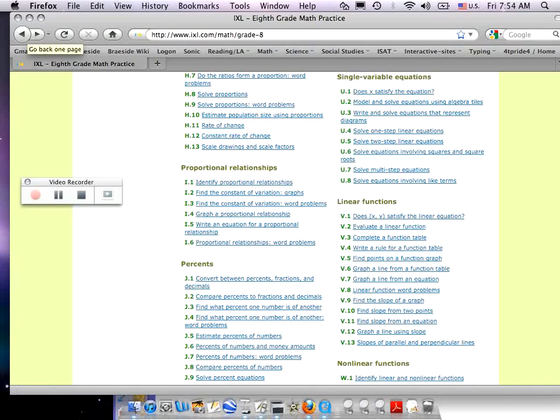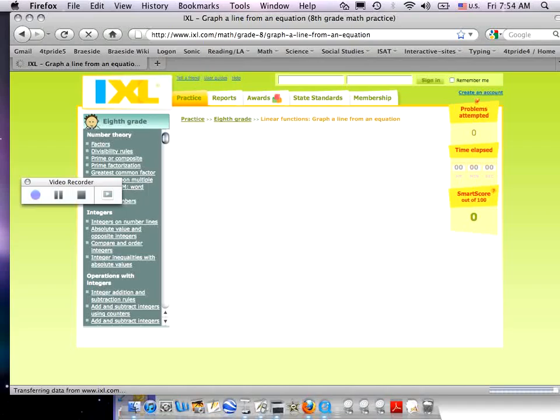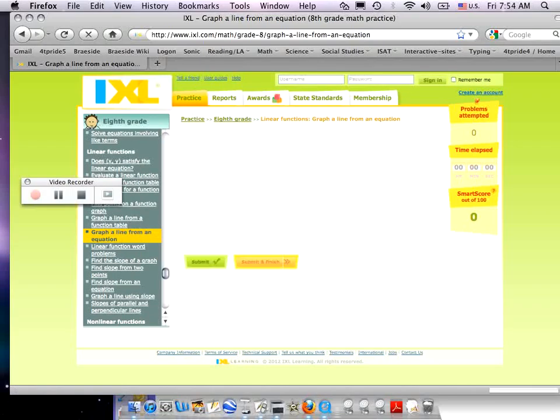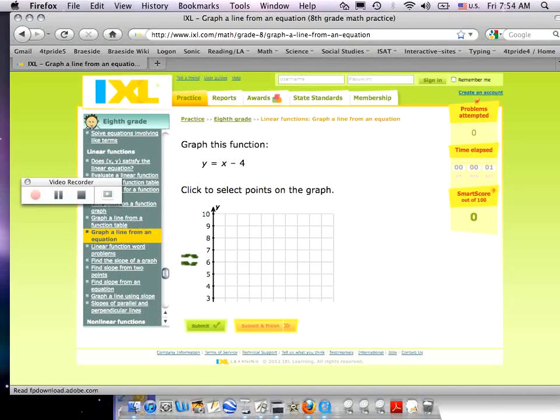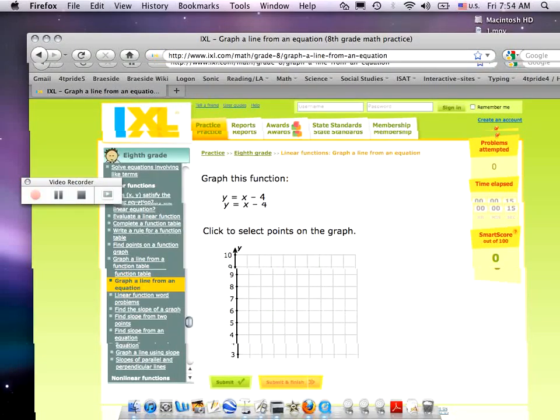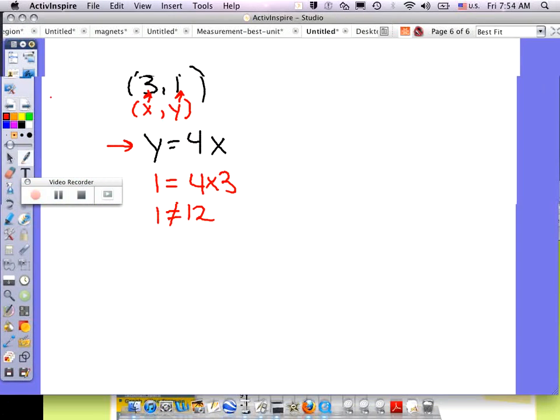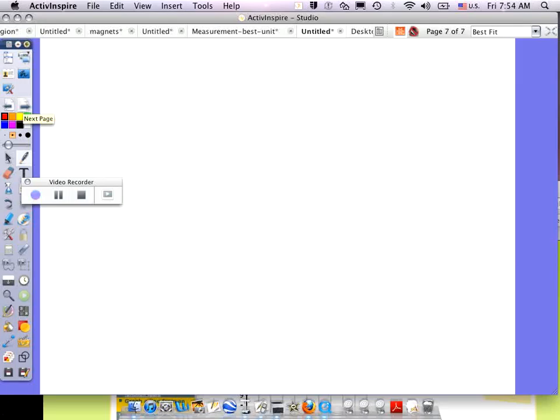What's a little more difficult is when you start graphing a line from an equation. This is a little bit tougher skill, and you're going to need some practice doing it. I'm not sure if you'll grasp it immediately. Here we have y equals x minus 4. Unfortunately you won't be able to see my graph for this one because it's not showing up. But y equals x minus 4.